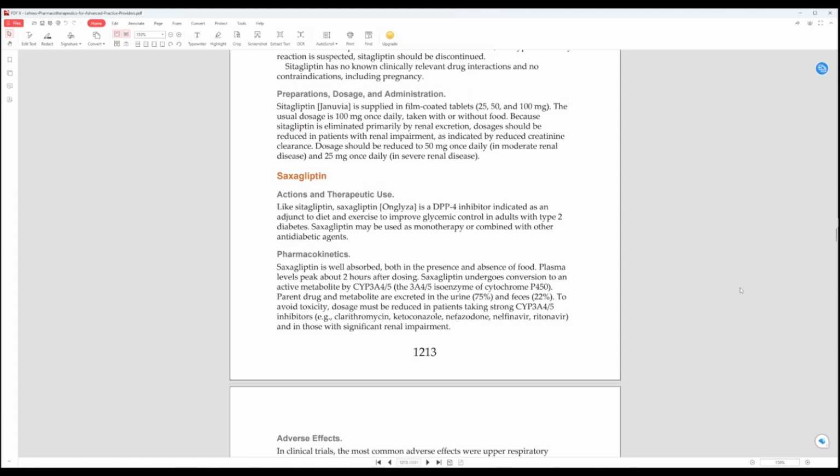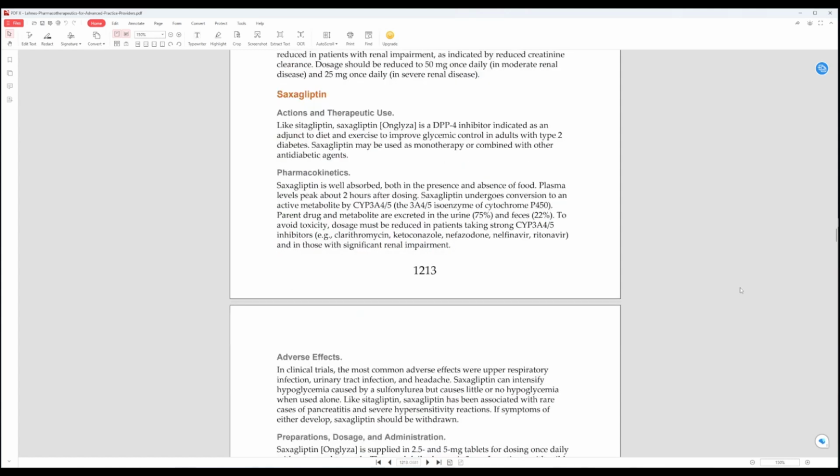Its preparation is supplied in film-coated 25, 50, or 100 mg tablets. The usual dosage is 100 mg once daily, taken with or without food. Because sitagliptin is eliminated primarily by renal excretion, dosage should be reduced in patients with renal impairment, as indicated by reduced creatinine clearance. Dosage should be reduced to 50 mg once daily, or 25 mg in severe renal disease.